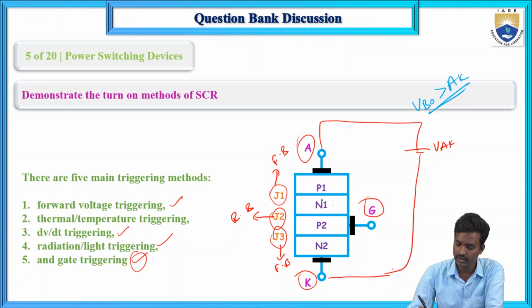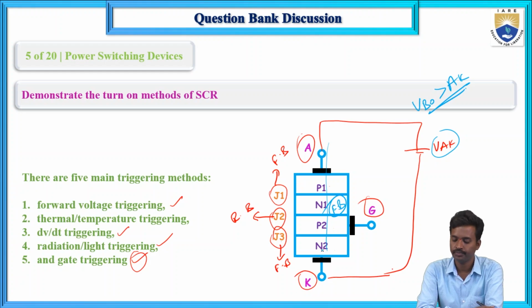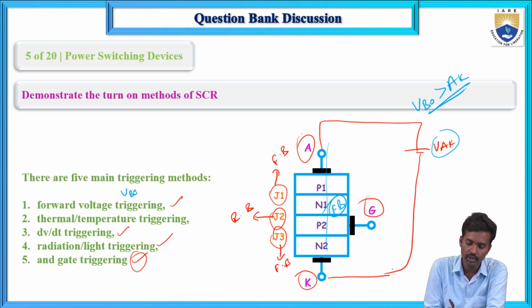Now here, VBO is greater than VAK. This J2 junction is in forward bias. So J1, J2, J3 in forward bias means current will flow from anode to the cathode. So SCR will conduct. SCR will be turned on, that is, short circuited. So this is the VBO is greater than VAK case.